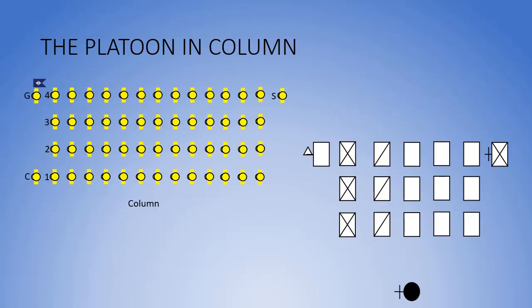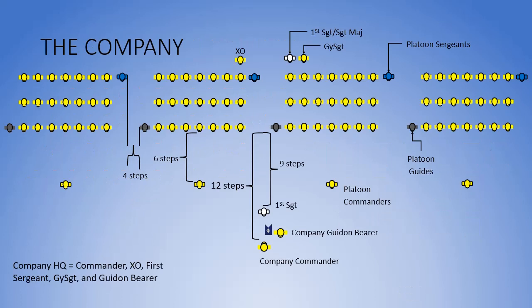When not drilling the platoon and marching in column formation, the commander marches at the head of the first squad, shown on the left. The graphic on the right shows the commander drilling the platoon, which is what cadets do in competition. A company consists of a headquarters and 2 or more platoons.